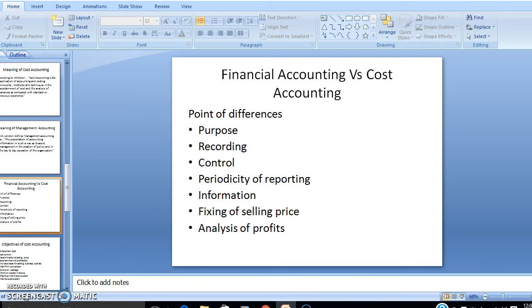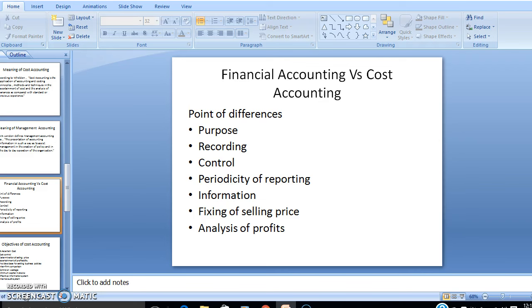The purpose of financial accounting is to tell about profit and loss and the financial position of the business to owners and outside parties like creditors, bankers, tax authorities, etc. But the purpose of cost accounting is to provide detailed cost information to the management for proper planning, operation, control and decision making. The other point of difference is recording.